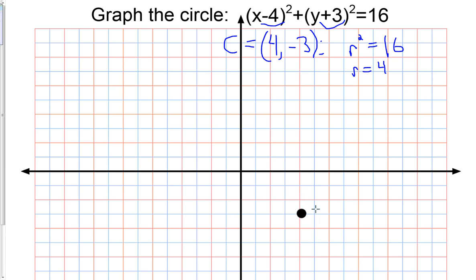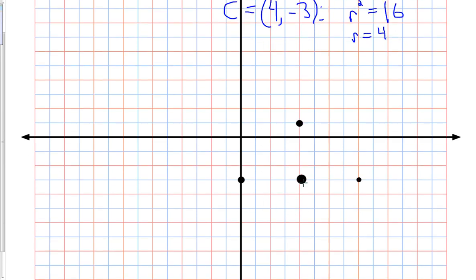And now let's move to the right. 1, 2, 3, 4. Here's a point on the circle. Go back to the center. 1, 2, 3, 4 up. I'm doing this in all 4 directions. 1, 2, 3, 4 left. And 1, 2, 3, 4 down.